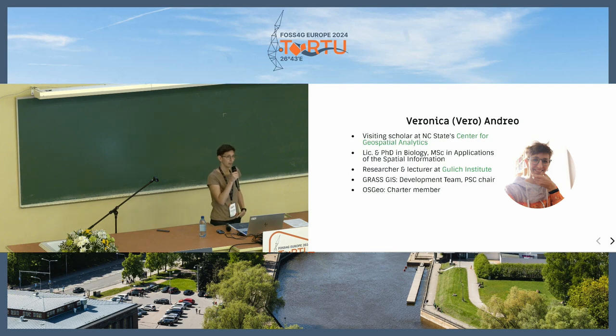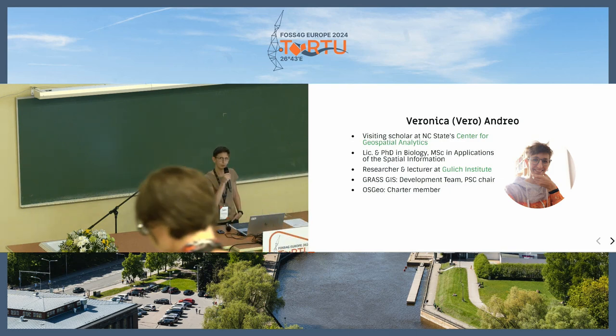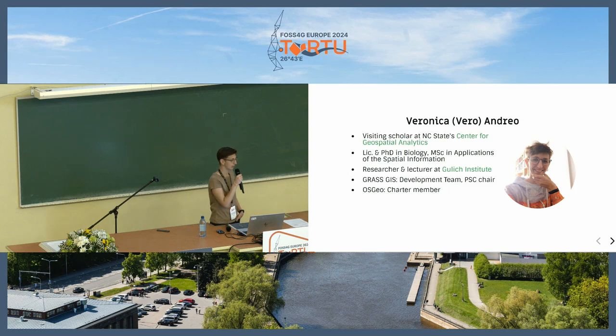A little bit about me. I'm temporarily working as a visiting scholar at the Center for Geospatial Analytics at North Carolina State University. My background is in biology, and then I studied a bit of remote sensing and GIS and went into some programming, very basic. I work in Argentina as a researcher and a lecturer in the Space Agency. I'm part of the GRASS development team, and for the last 3 years, I'm serving as a PSC chair, and I'm also an OSGeo charter member.